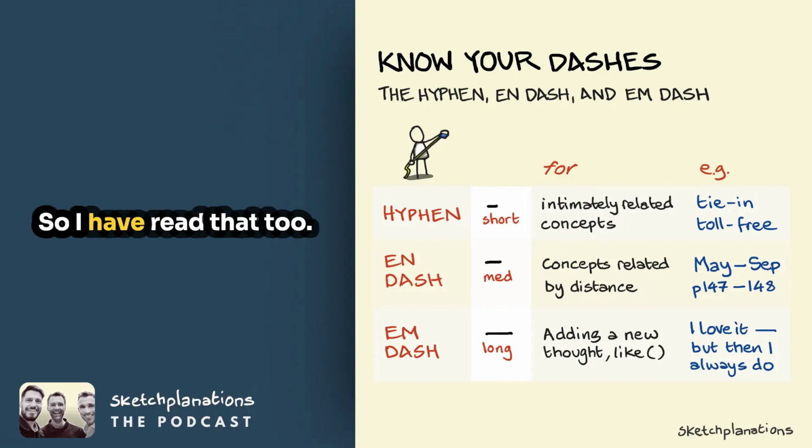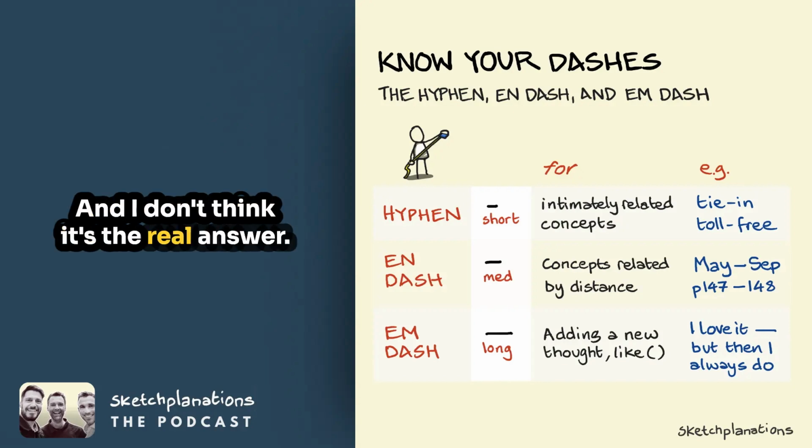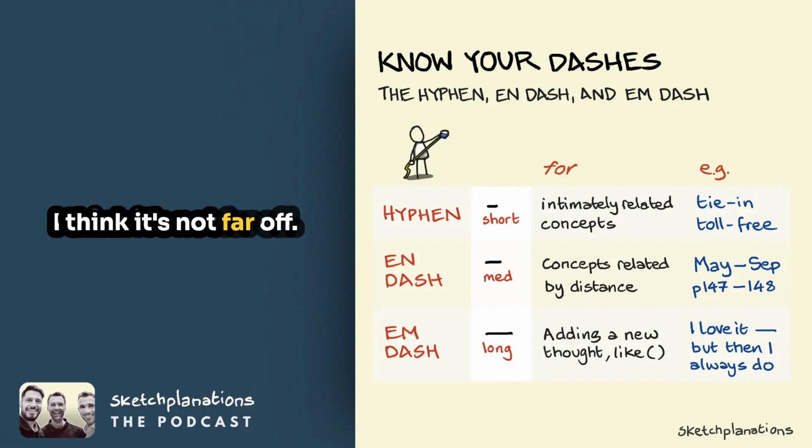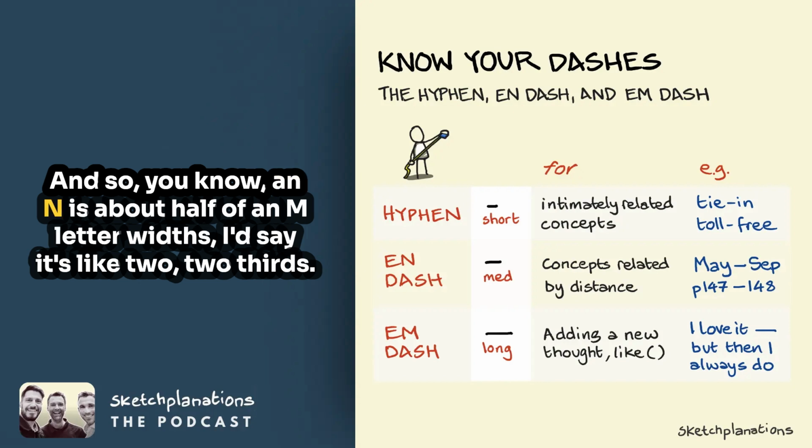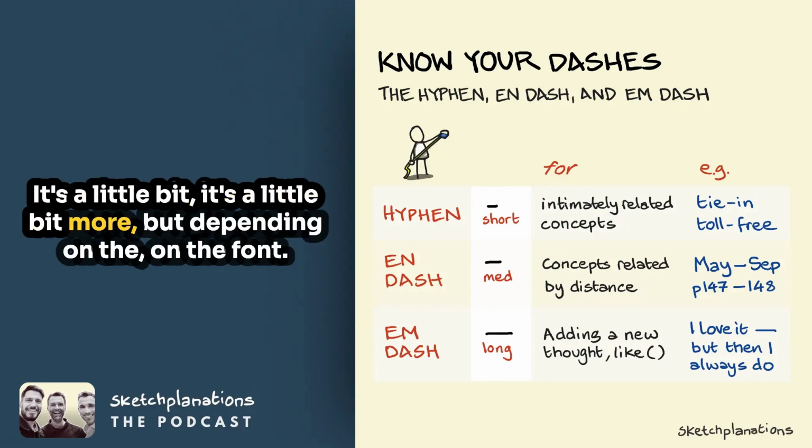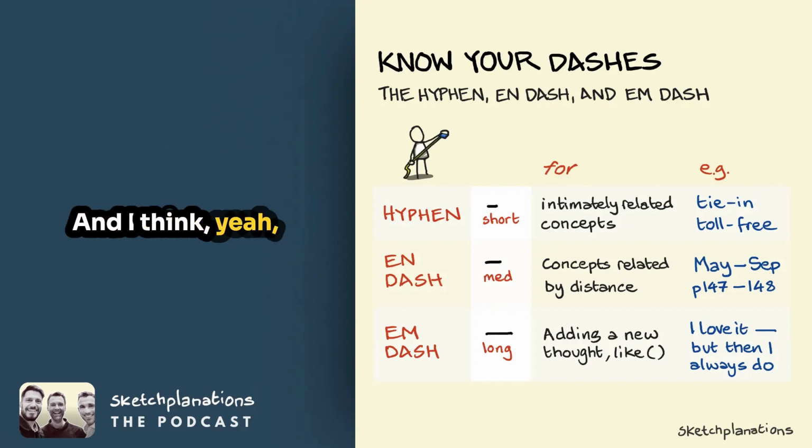Yeah, so I have read that too. And I don't think it's the real answer. I think it's not far off. And so, an N is about half of an M, in lettered widths. I'd say it's like two-thirds. Yeah, it's a little bit more, depending on the font. And I think yeah, you're right.